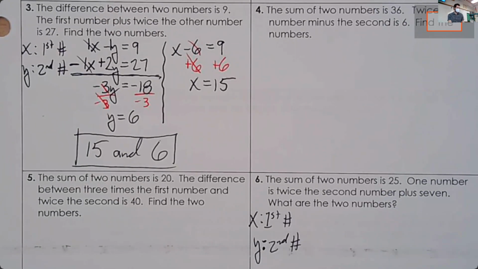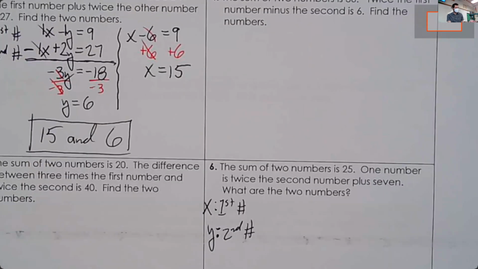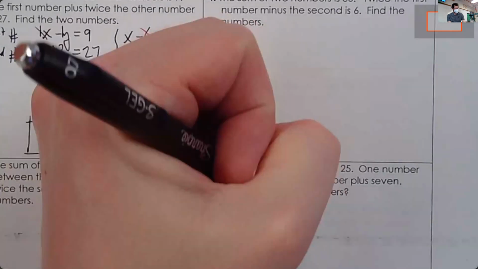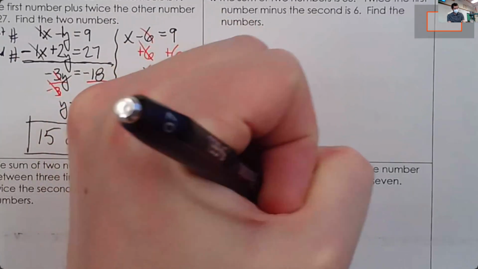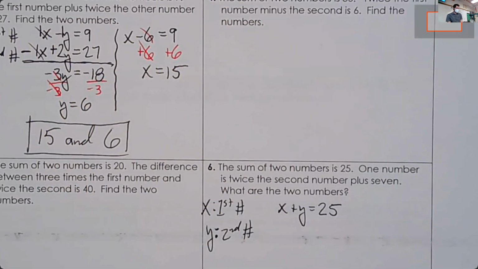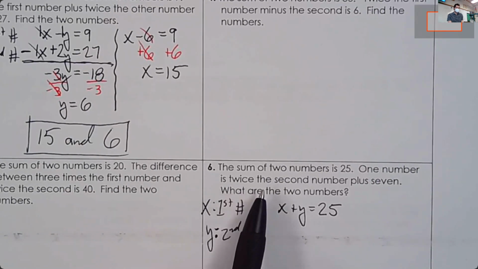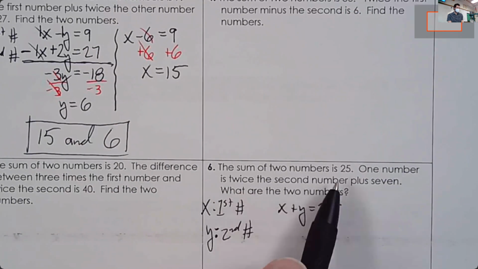And then it says the sum of those two numbers is 25. So if we add those two together, because sum means add those two together, you get 25. So x plus y equals 25. Now the second sentence is a bit different. It says one number is, so one number meaning the first number, x. One number is twice the second number plus 7.